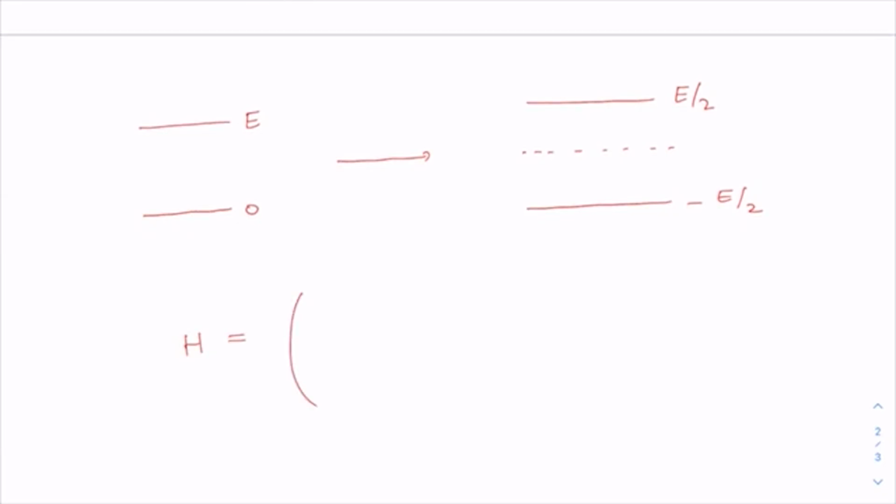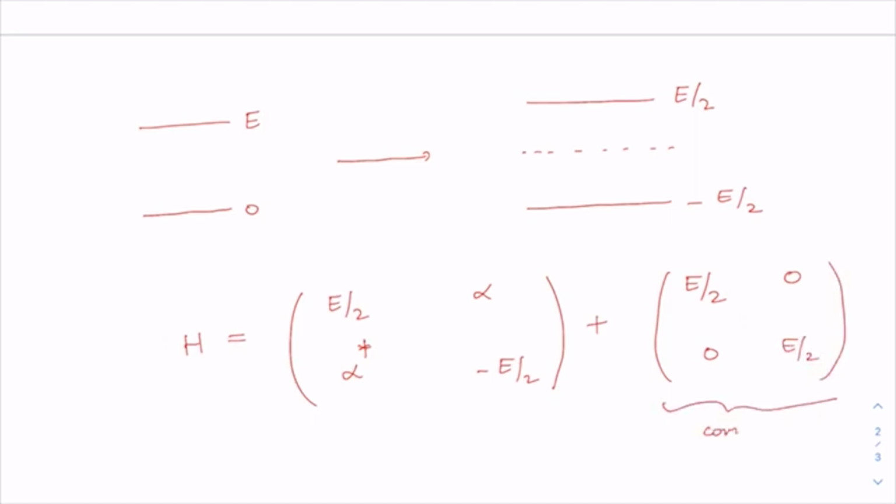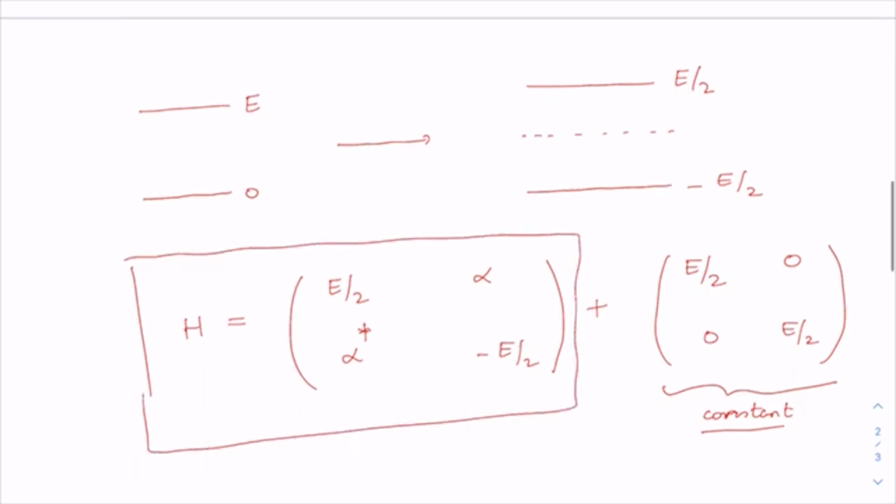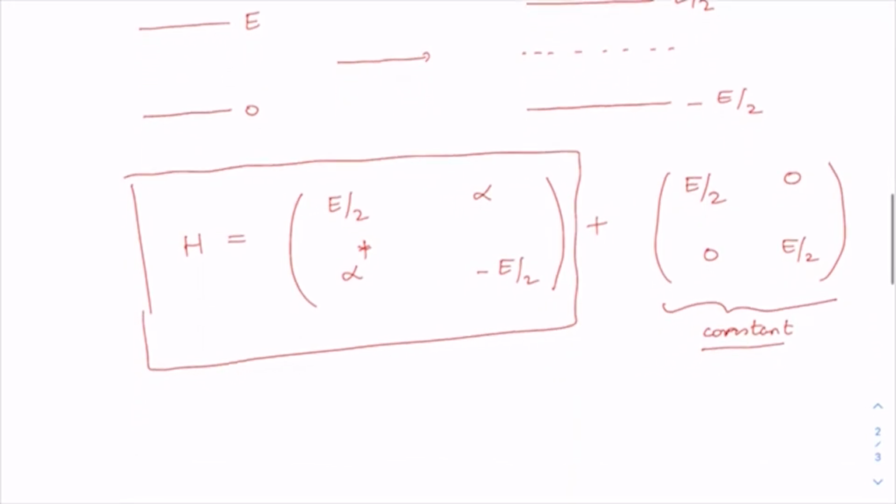So our Hamiltonian now has E by 2 and minus E by 2 on the diagonal, and the off diagonal elements are alpha star and alpha, and then we just have to add a constant term, E by 2 times the identity matrix. This constant term is of no relevance as far as physics is concerned, and we can just keep this part of the Hamiltonian. Writing the Hamiltonian in this form has a huge advantage, as we will see now.